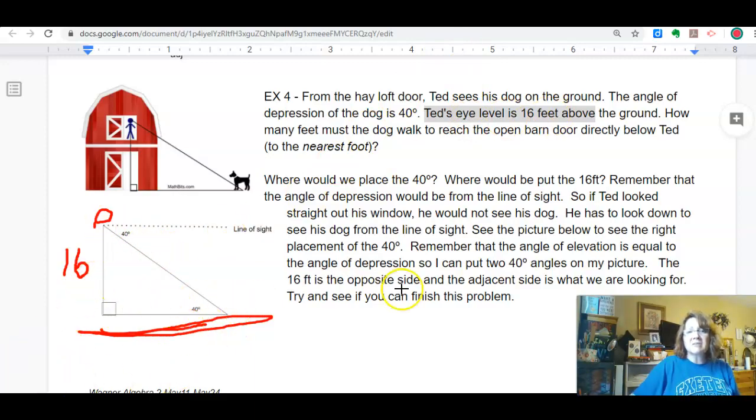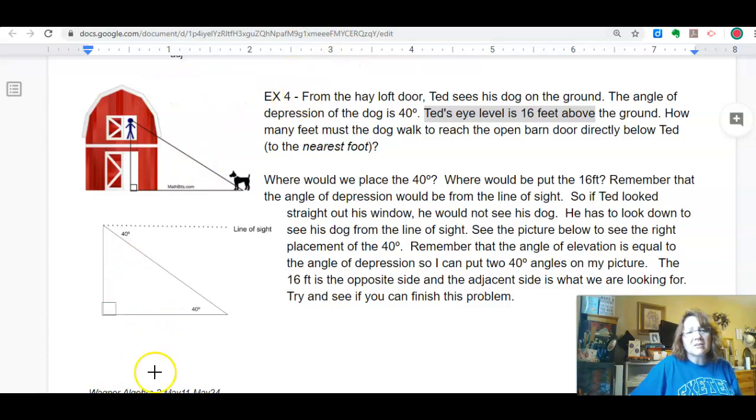How many feet must the dog walk to reach the barn door? Sorry, I'm falling over my words here. Okay, so here's our doggy, and here's the barn door right here. I'm doing a lot of drawing tools, so it's taking me a little bit of time, sorry. All right, so here's actually how far the doggy would walk.